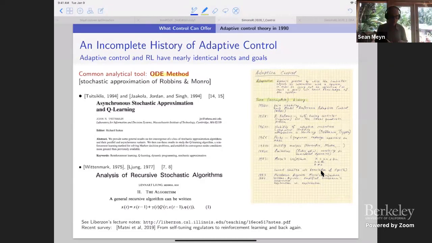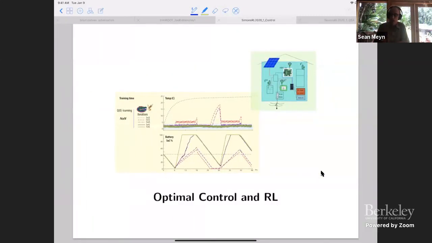Having equation one saying this is a standard algorithm, nah. I'll get back to it. The punchline will come later. Okay, so there's common analytical roots as well as common goals. Boy, time flies when you're having fun.